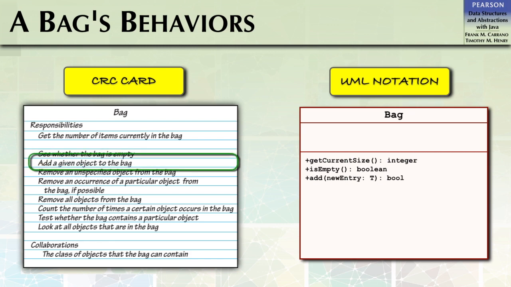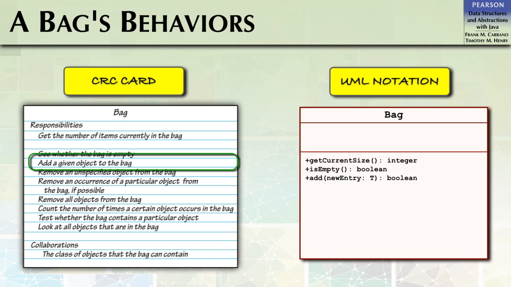To add an entry to the bag, we can call our add method. It needs a parameter of the type of object we're going to store in our bag. For now, we can use a generic T to represent that type. Here we have an interesting design issue. What should the add method do when it cannot add a new entry?